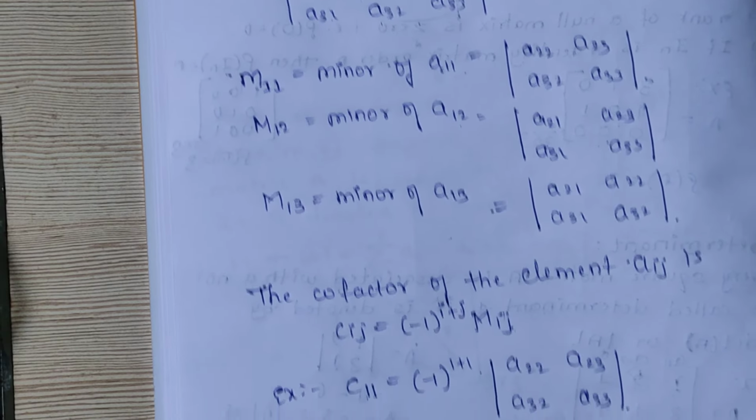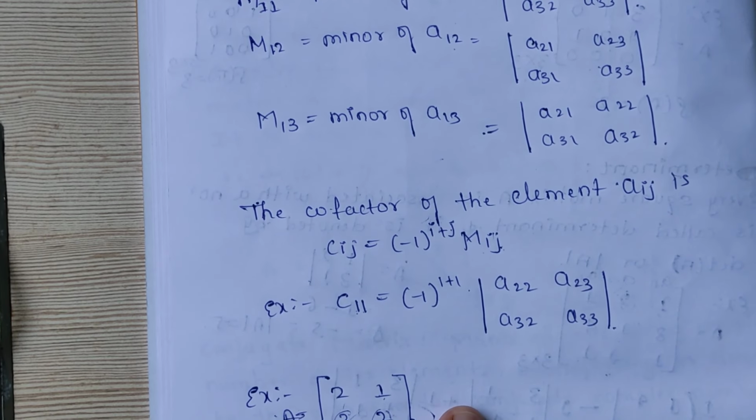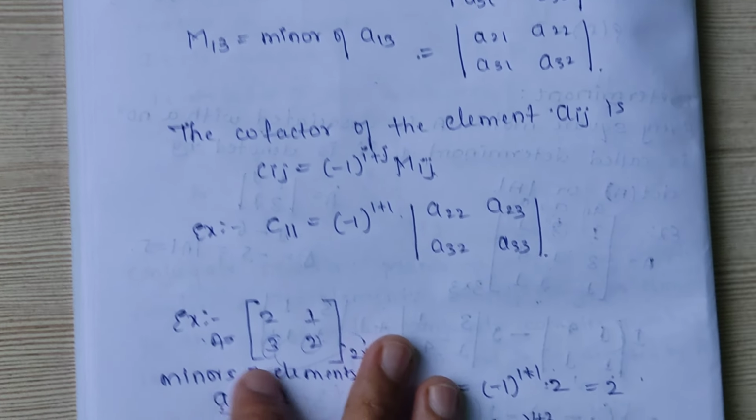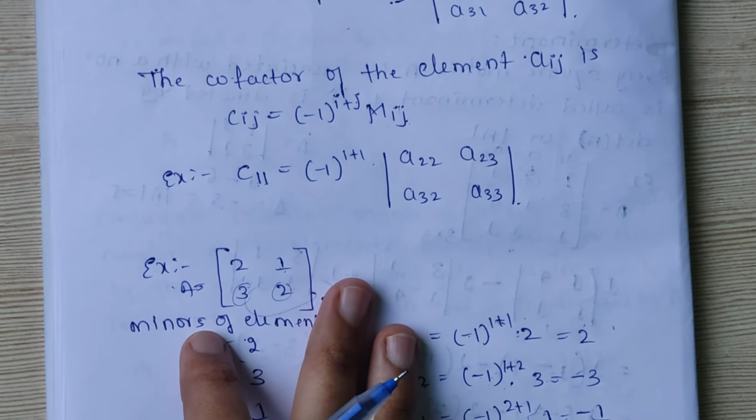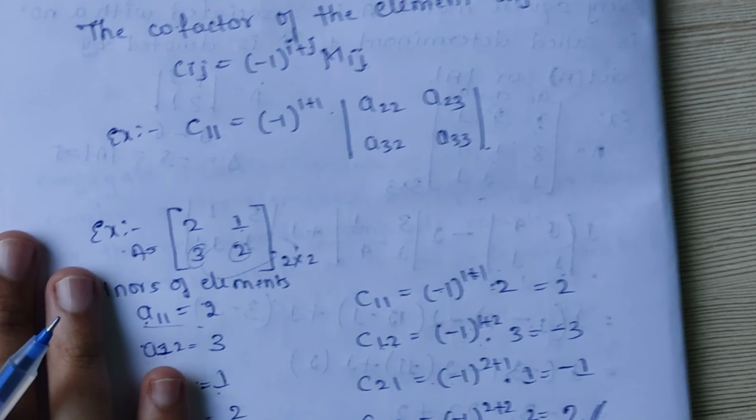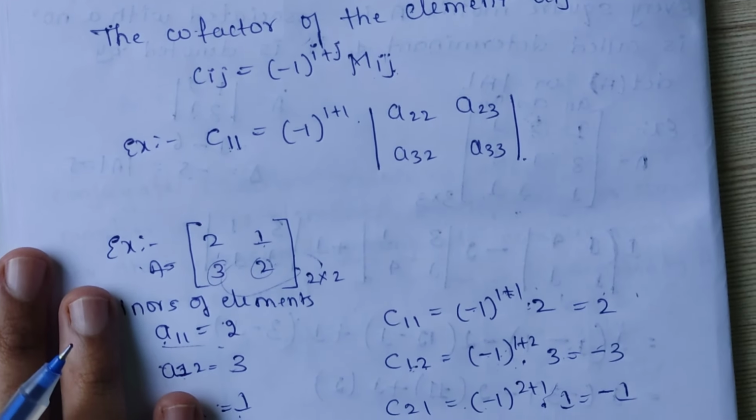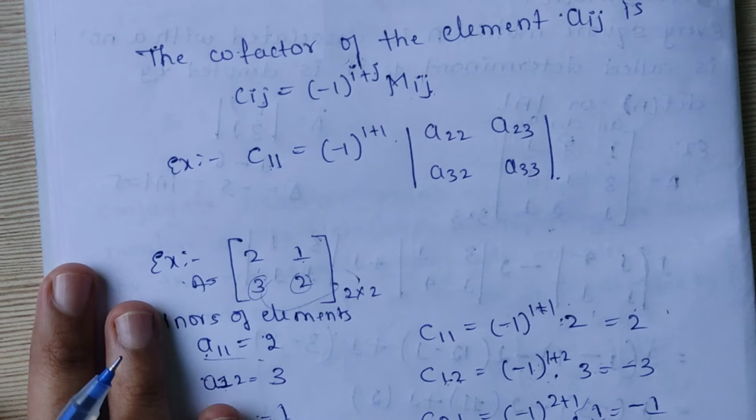So these are my topics in the first video. So in the next video we will discuss about adjoint of matrix and inverse of square matrix, and we'll discuss about row reduced echelon form, and we will find the rank of the matrix in the upcoming video.